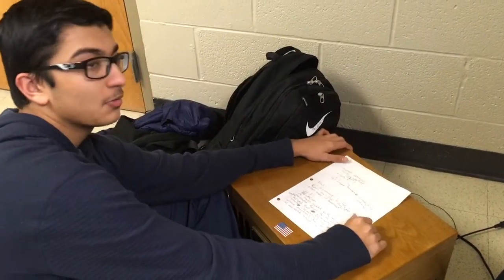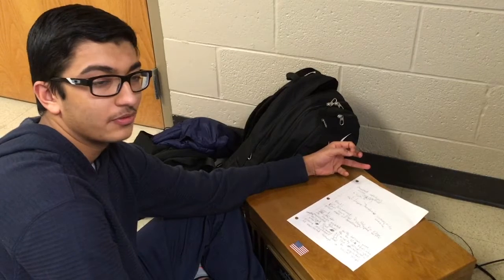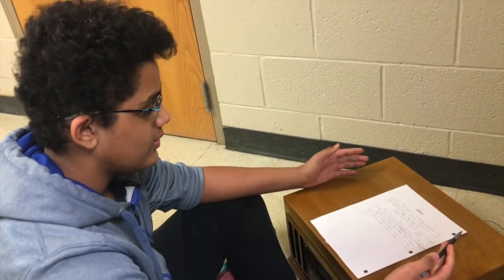So first we'll start with the context, which is basically the cause of the cause. Whatever the cause of your argument is, context is the cause of that. A good part of context is normally 3 to 5 sentences and sets the stage for your argument. A bad example of context is not long enough or is too long and does not exactly set up your argument perfectly.